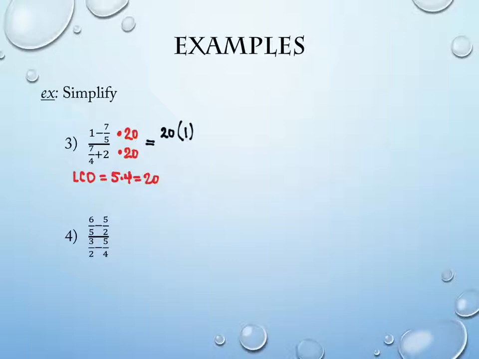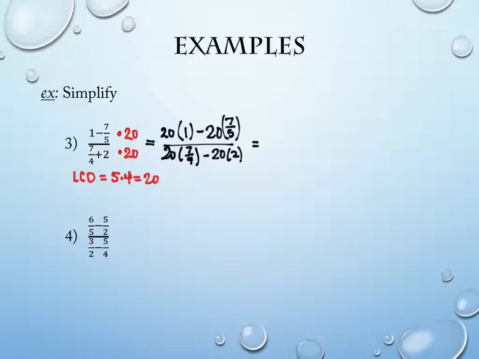So this is 20 times 1 minus 20 times 7/5 over 20 times 7/4 minus 20 times 2. Please write it out that way. You're going to find it so much easier to not forget to multiply that 20 somewhere if you just write them all down. So much easier. So let's go through the pieces of this.